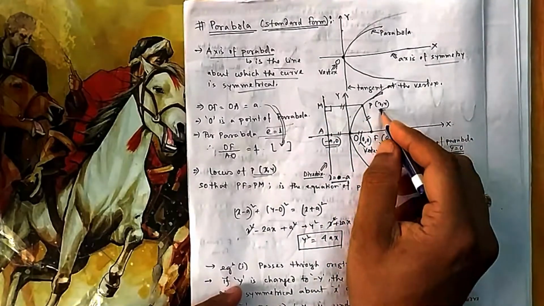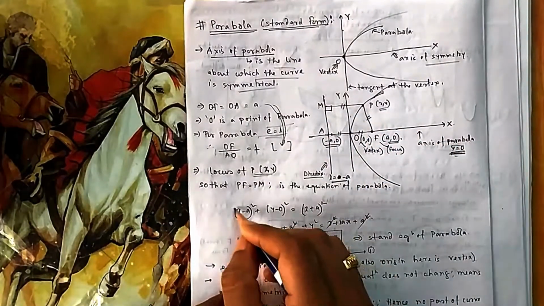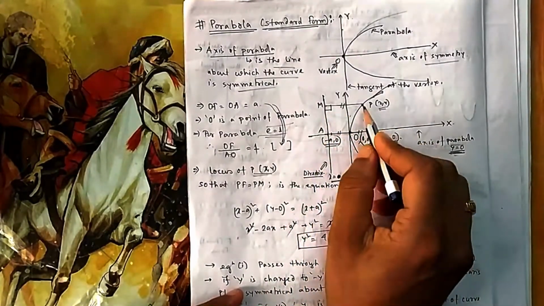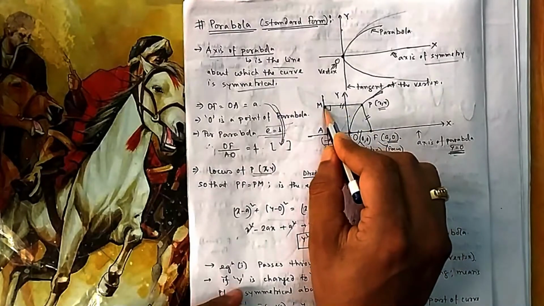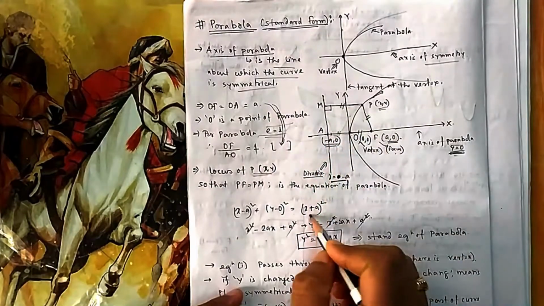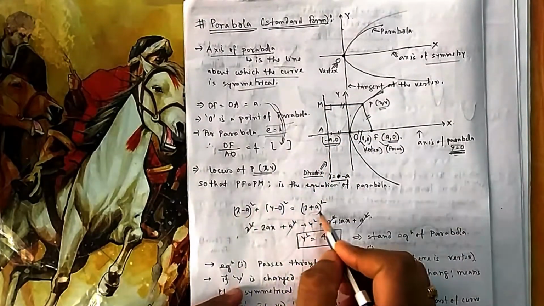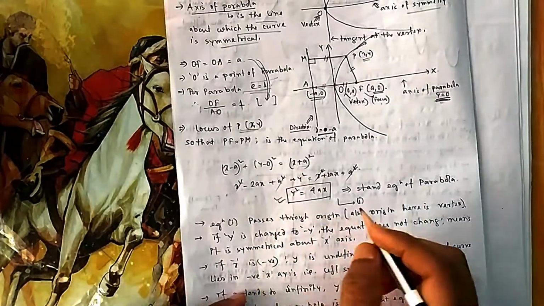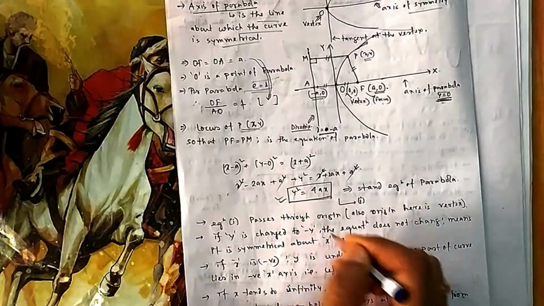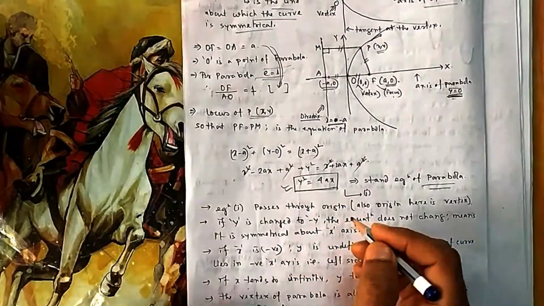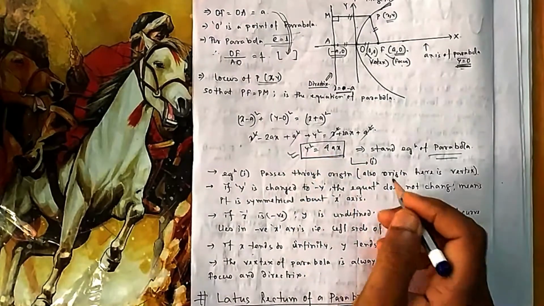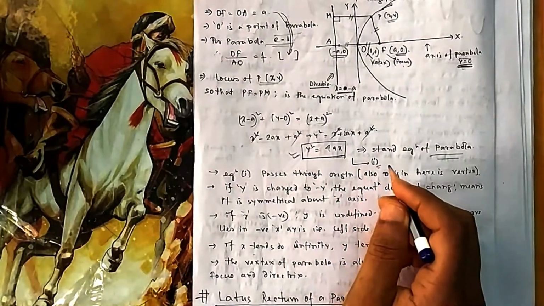What is the distance between these two? Under the root, (x minus a) whole square plus (y minus 0) whole square, is equal to this distance. How much is this distance? From here to here it is x, from here to here it is a, so a plus x. If you remove this root, then it is squared. If you simplify both sides, you will find this is the equation of the parabola. So this is known as the standard form of the equation of the parabola passing through the origin. If it doesn't pass through the origin, that also we will see. So this is named equation 1, suppose.